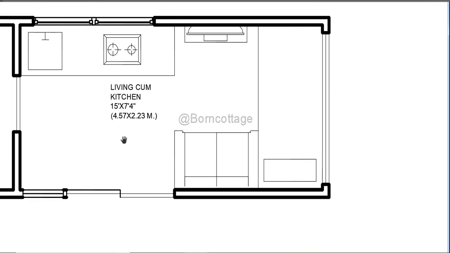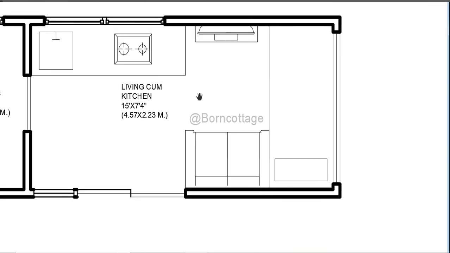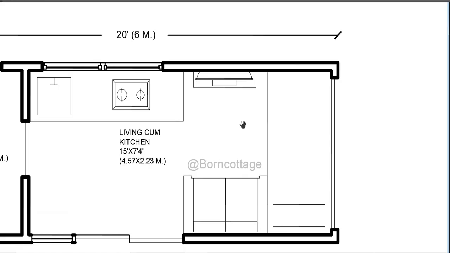After that we'll go inside, so we have a living cum kitchen area. The size of this area is 15 feet into 7 feet 4 inches, in meters 4.57 into 2.23 meters. You can see here the kitchen cabinet with burner, sink, and also we have two large size windows for ventilation and light purpose of this area.